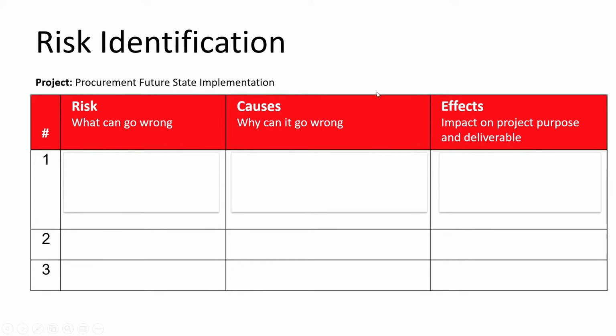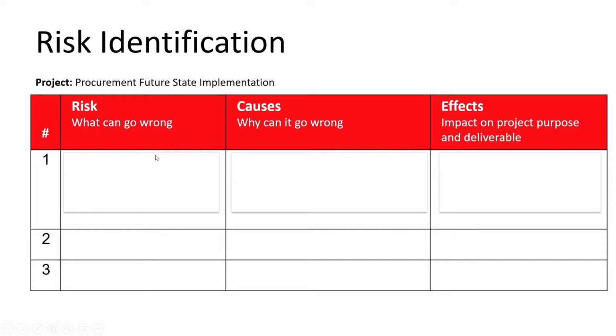So based on the table, there's 3 areas that you're going to look at. You're going to look at what is the actual risk, so what can go wrong, what's the cause of the risk, why it can go wrong, and effects, which is the impact on project purpose and deliverable, that if that risk should come to fruition, what would happen?